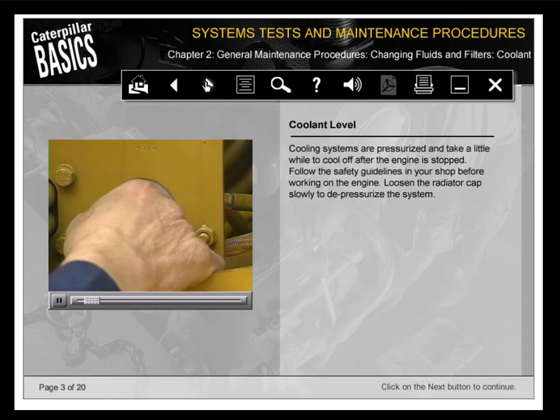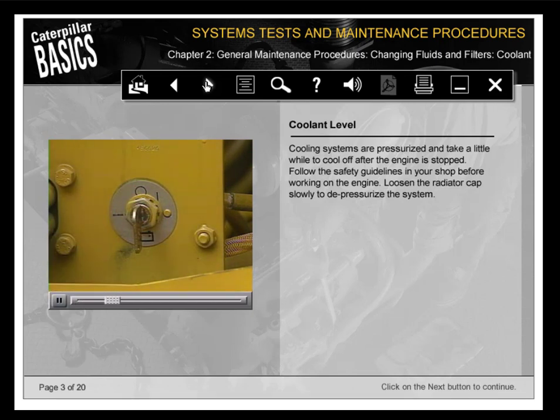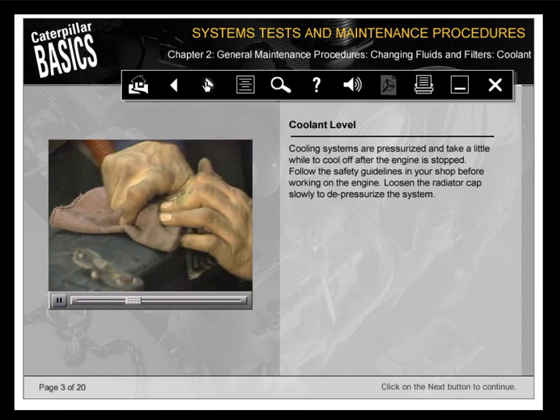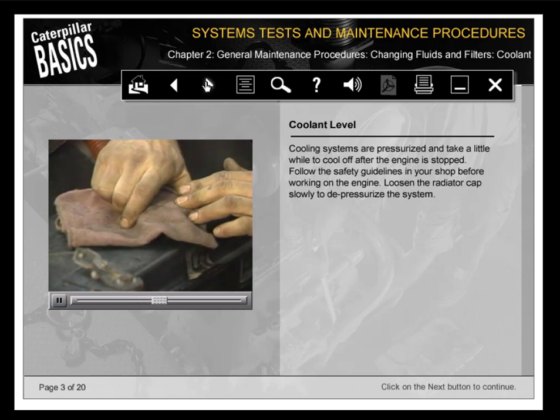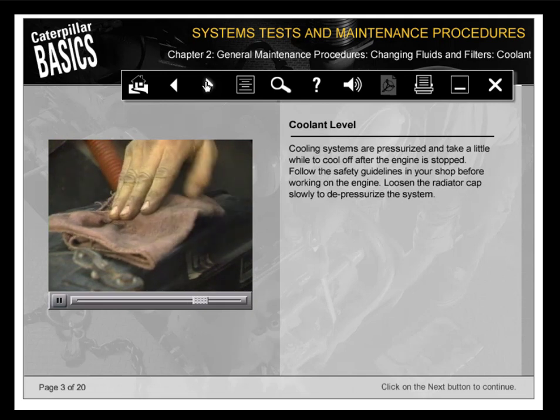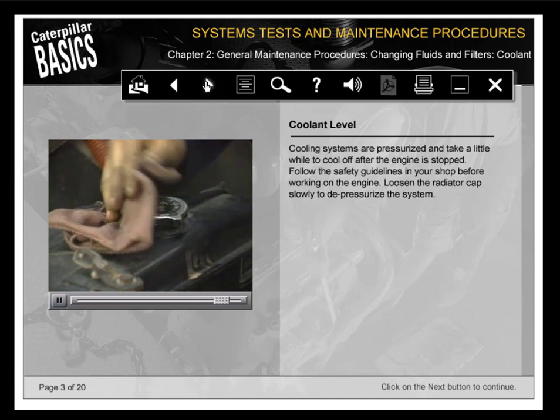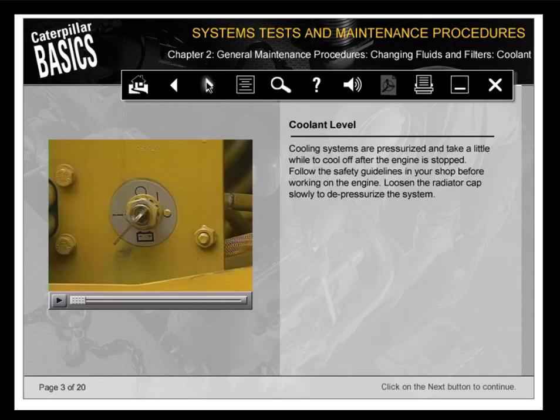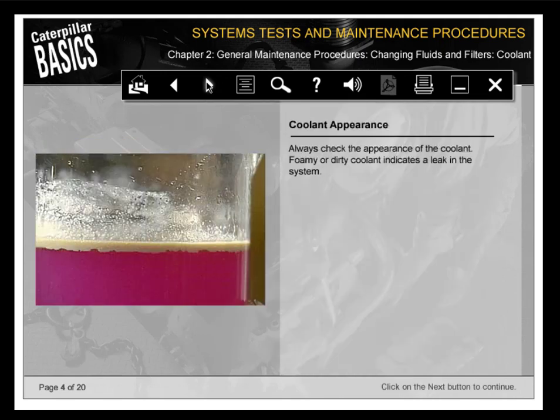Cooling systems are pressurized and take a little while to cool off after the engine is stopped. Follow the safety guidelines in your shop before working on the engine. Loosen the radiator cap slowly to depressurize the system. Always check the appearance of the coolant. Foamy or dirty coolant indicates a leak in the system.